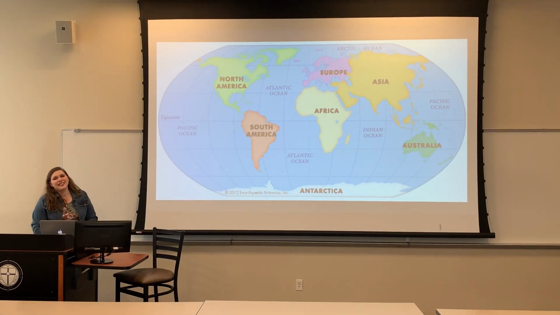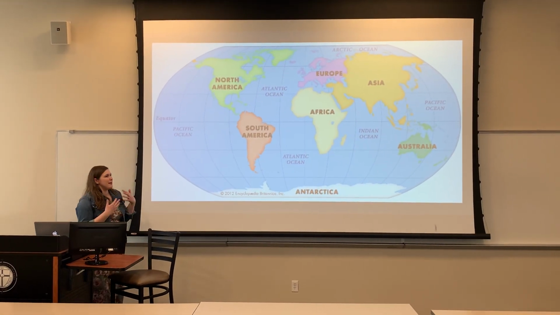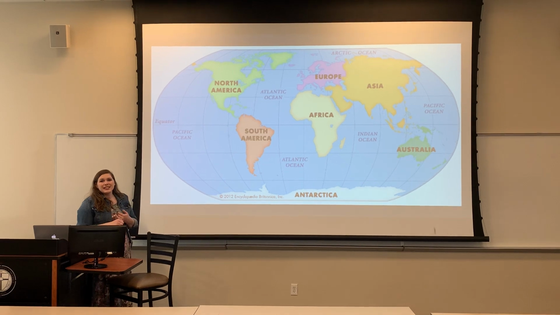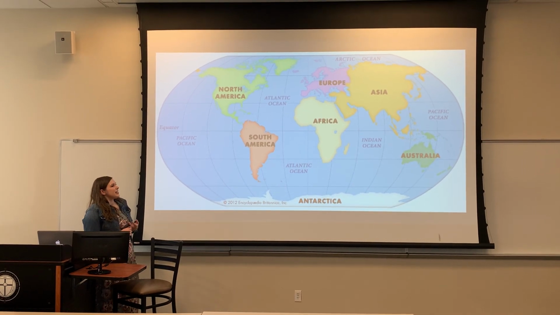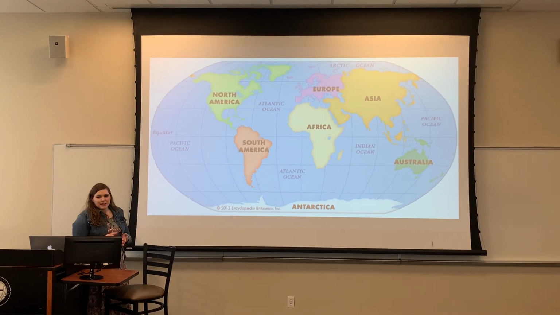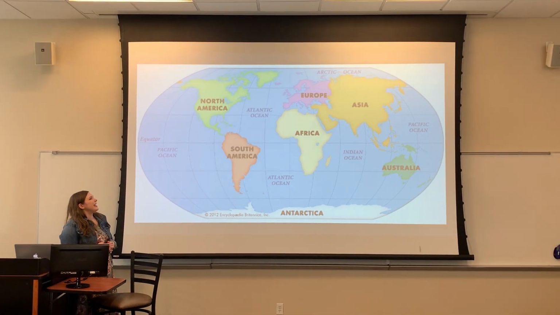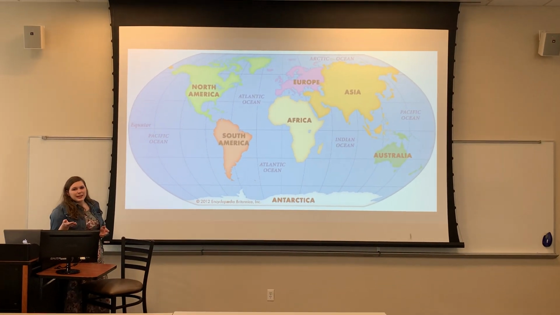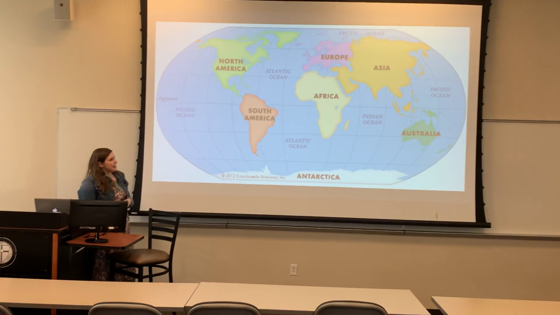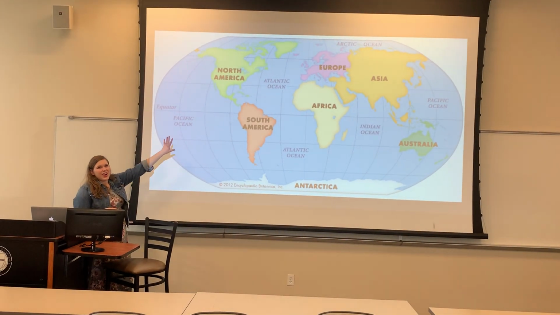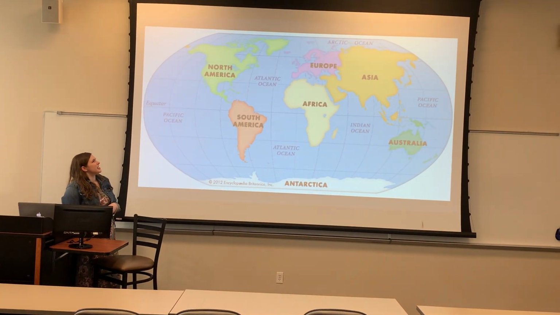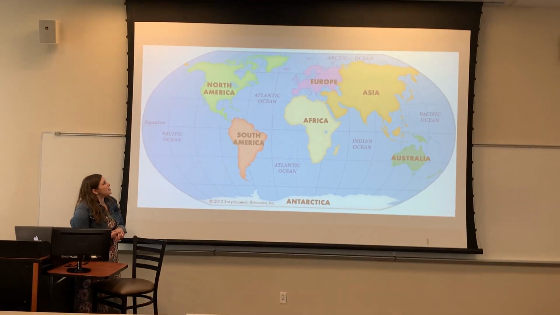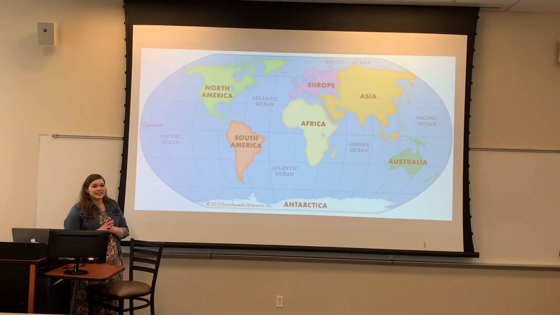Okay, another thing we're going to talk about today as we're talking about maps is our continents and oceans. These are ones that are going to be important to memorize throughout this unit, and we're going to have a little assessment test at the end of the unit to see if you've mastered all 7 continents and oceans.